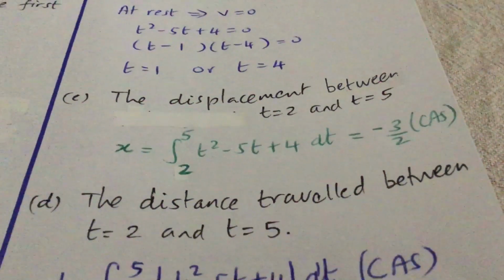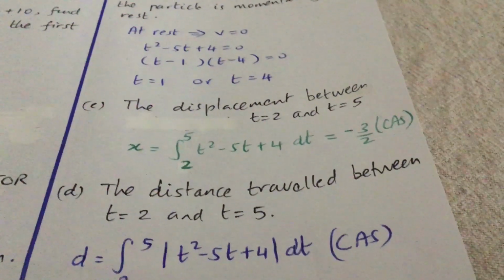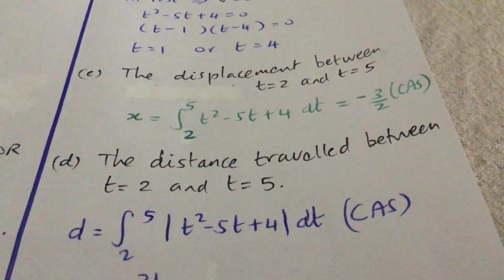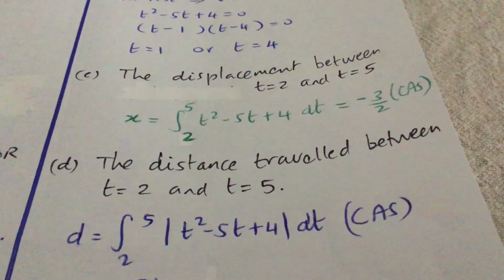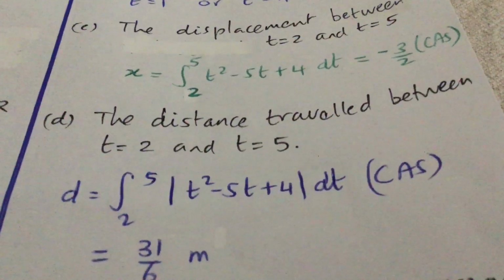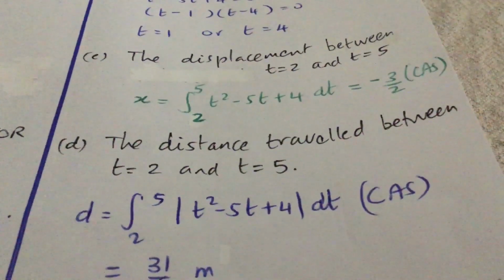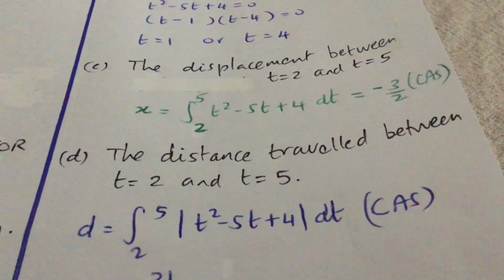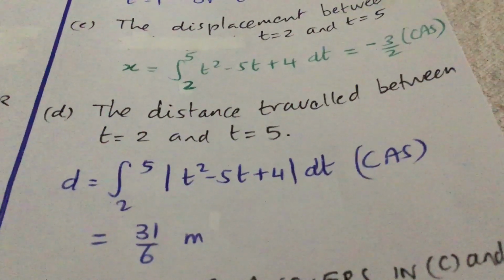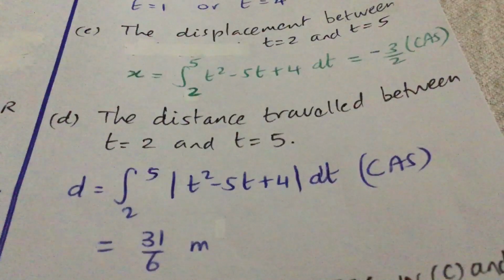Same question, the distance travelled between 2 and 5. So basically it's the same question. One is asking for displacement and the other one is asking for distance travelled. So for distance travelled we use the formula that we're doing today. So it's the integral of the magnitude of the velocity from 2 to 5. Use your ClassPad and that will give you 31/6.